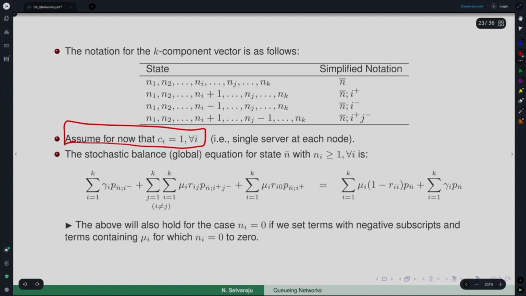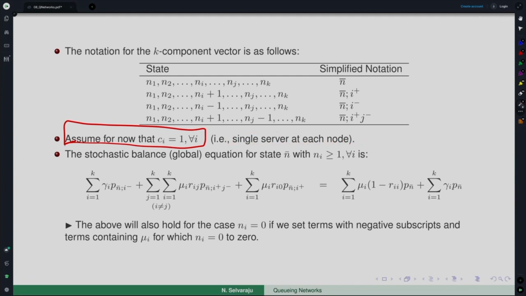And for now, we are assuming a single server system. We will generalize this later to C servers, but for understanding, otherwise things will become a little complex. So, we will assume that there is a single server in each node, though the generality is C servers. We will come back to the C servers later. For now, this is the scenario that we are assuming.